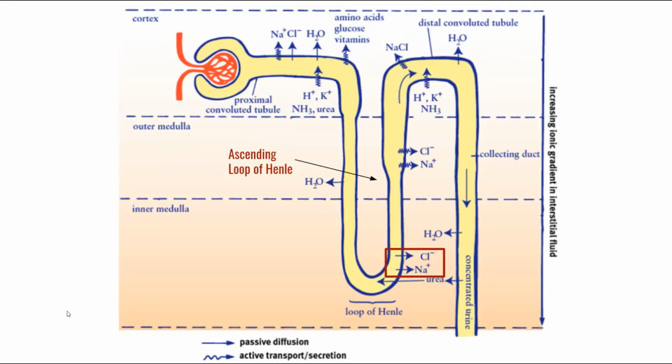First, there is simple diffusion. The ions are heavily concentrated in the loop of Henle and flow down their concentration gradients out of the nephron. Here, the loop structure is very thin.